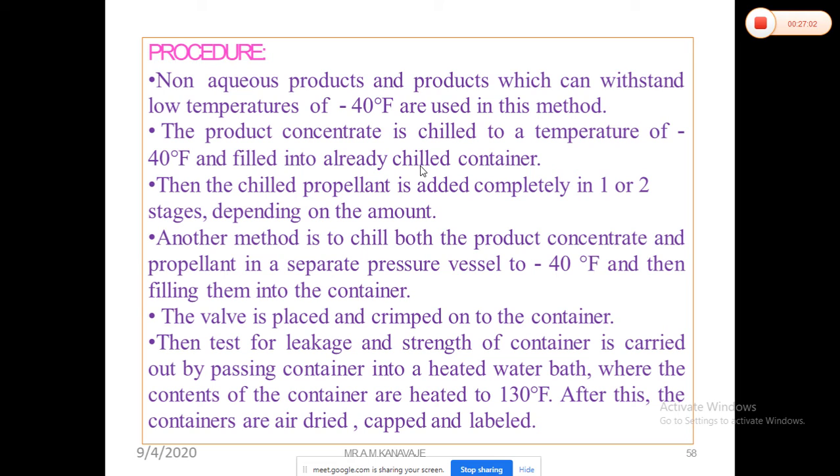Then the valve is placed and crimped on the container, and further testing is carried out for leakage and strength of the container by passing the container through a heated water bath, where the contents of the containers are heated to 130 Fahrenheit. After this the containers are airtight, capped and labeled. So that testing we'll discuss later on.